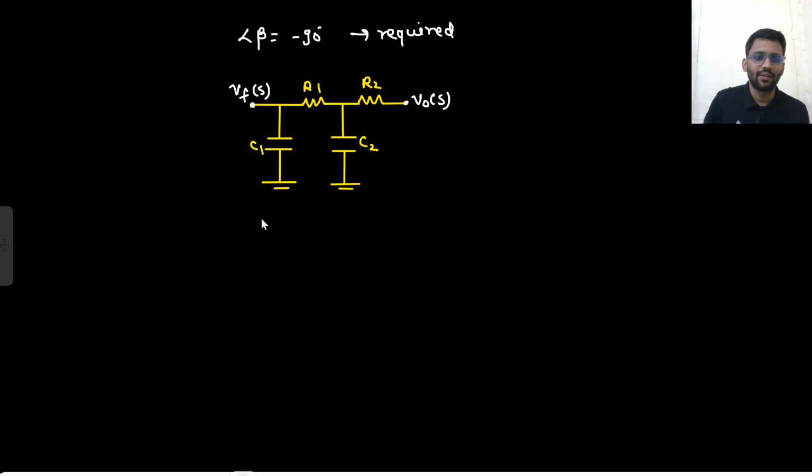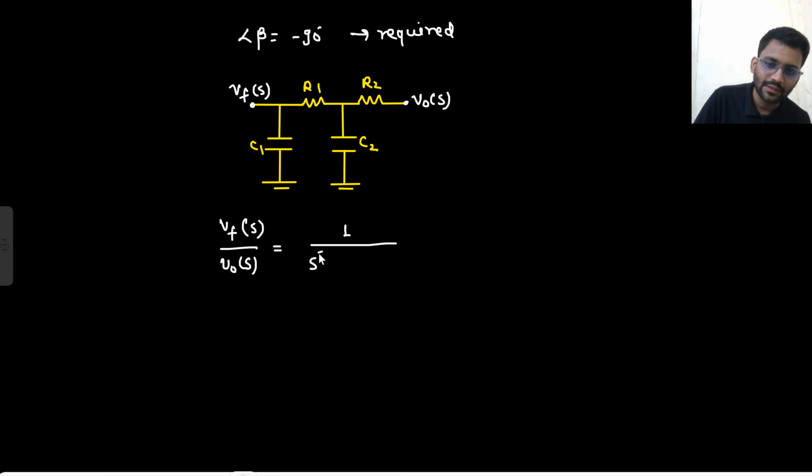So I am keeping it up to you. You can find VFS by V naught S, because these kind of questions we have already solved. CR circuit we have seen, RC circuit we have seen. So you should find VFS by V naught S, which I have already written. That would be VFS by V naught S, 1 by S square C square R square plus 3 RCS plus 1. This is what we will get.